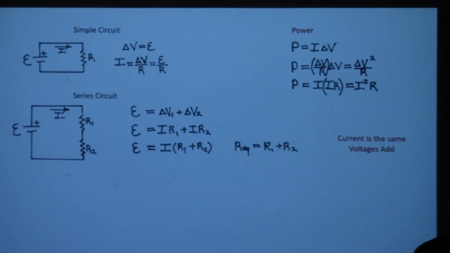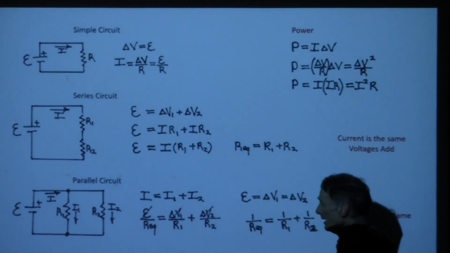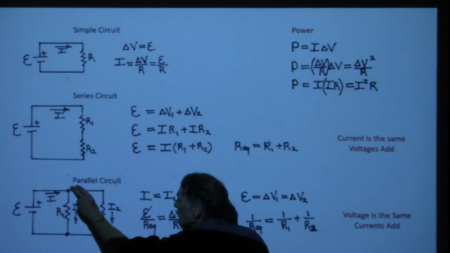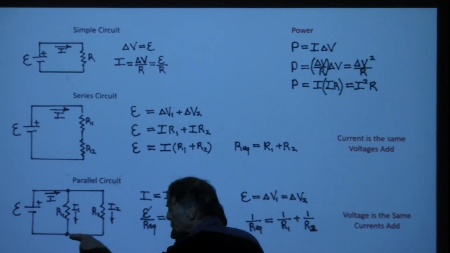Okay, I'm jamming through this stuff pretty fast. Hopefully this is clear for most of you. Another type of circuit, relatively simple, is going to be a parallel circuit. Now a parallel circuit is probably the most confusing for people.